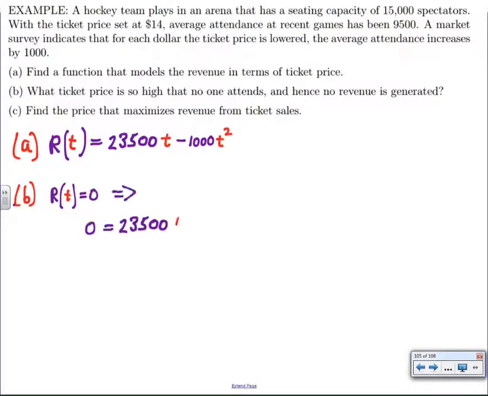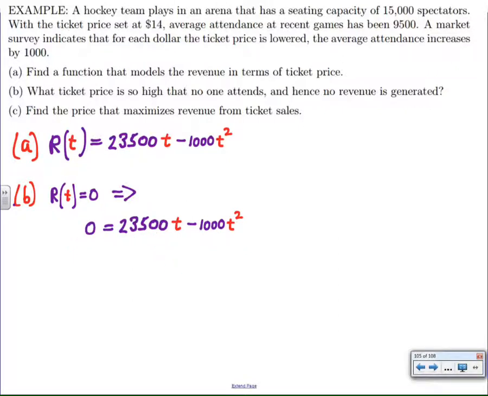Part B was asking what ticket price is so high that no money is generated. And so what I did is I said, well, if no money is generated, that means we have zero revenue. So I'm basically saying revenue equals my revenue equation, and then we have to find out the ticket price that's going to zero out my revenue. This turns out to be pretty straightforward algebra. It's a quadratic function set equal to 0.